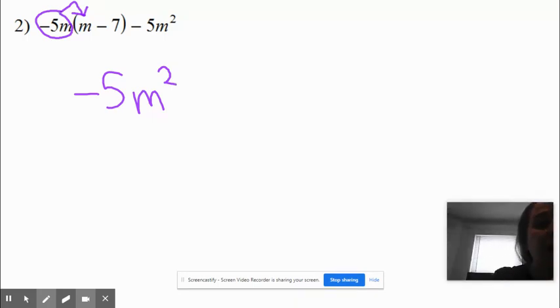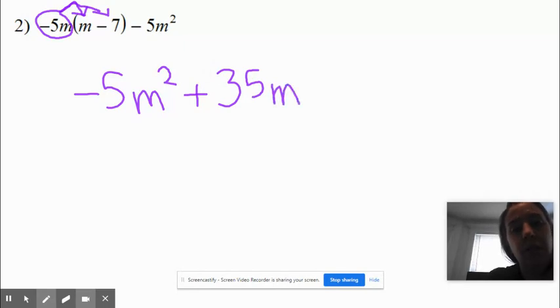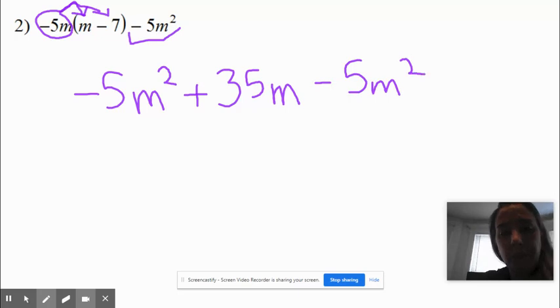Then negative 5m times negative 7. Negative times a negative is a positive. 5 times 7, 5m times 7, excuse me. There you go. So we successfully distributed, but now this guy kind of just has to come over here. So when you're combining like terms, right?